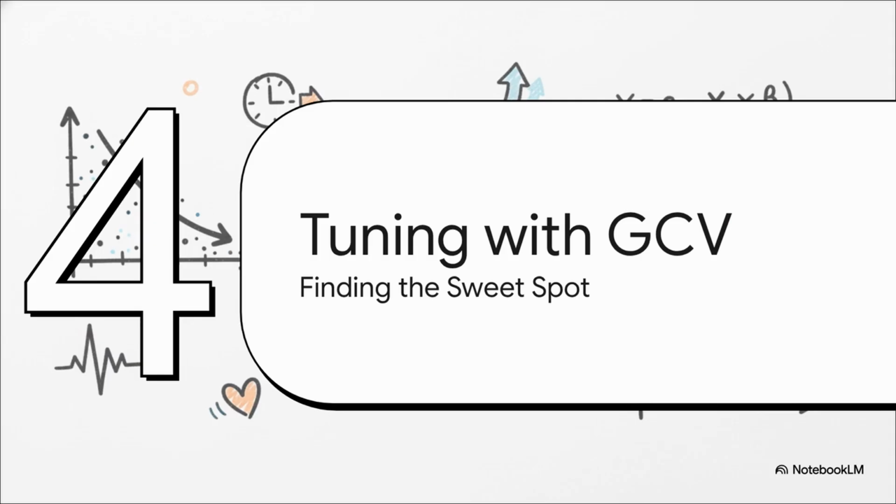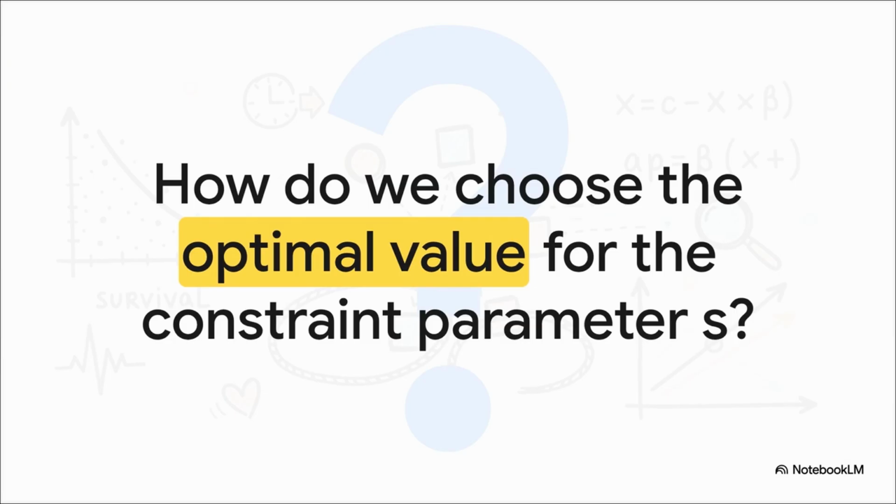All right, so we have this powerful constraint, this budget. But that leads to the obvious question, right? How do we pick the right budget size? Let's see how the paper solves this. I mean, if you make the budget too small, you might throw out important information.